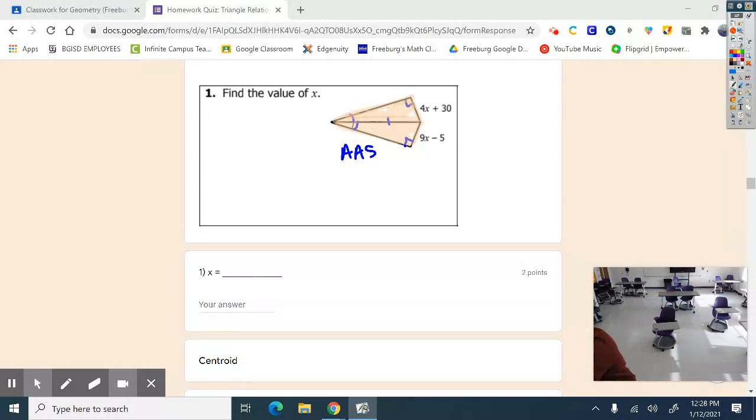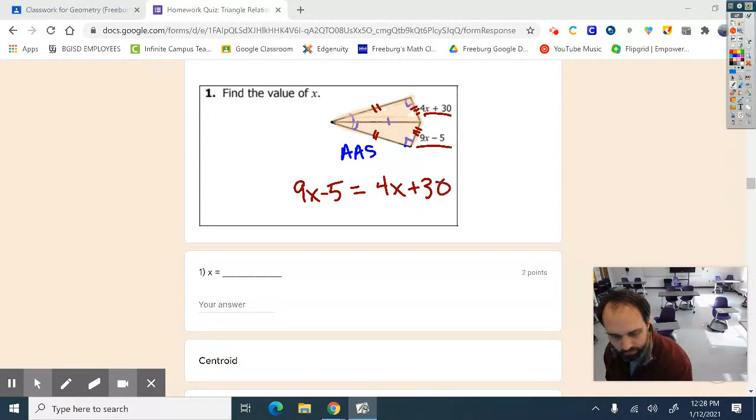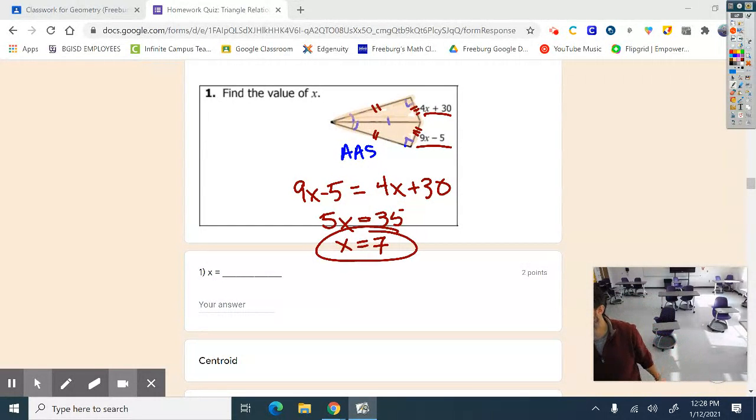And so keep this in mind as you move into that, because it's what further proves that those consecutive parts of the triangle are going to be congruent to each other. But more importantly, for this specific example, those two are congruent, so you can set them equal. So 9x minus 5 is equal to 4x plus 30. 5x equals 35, x equals 7. Cool.